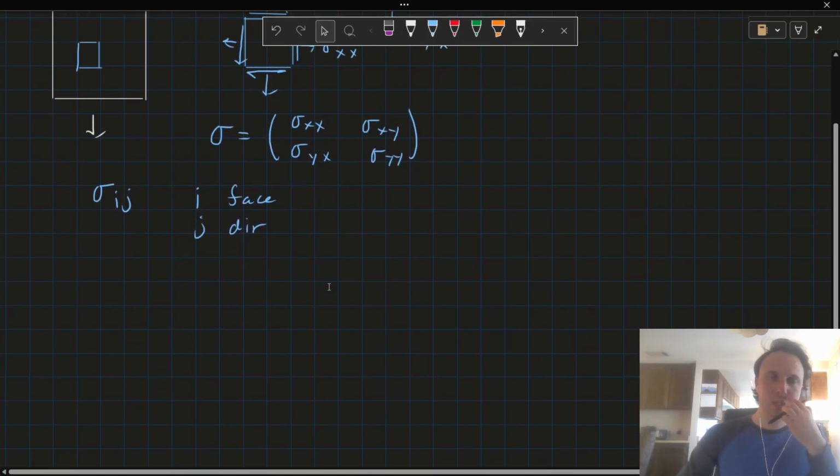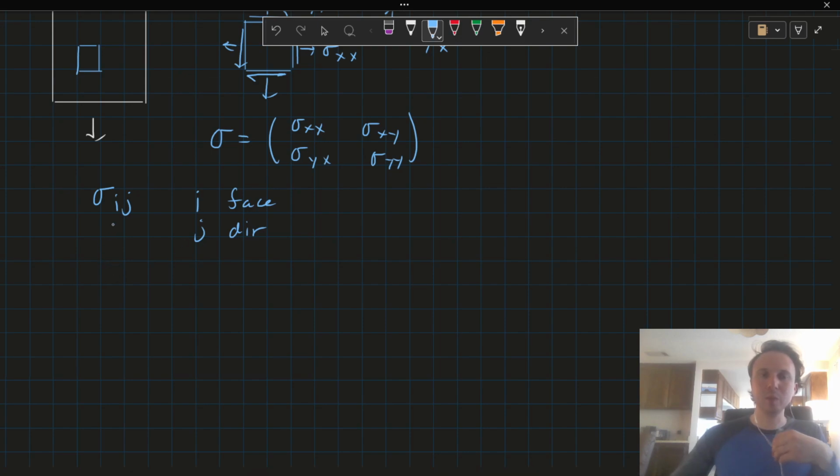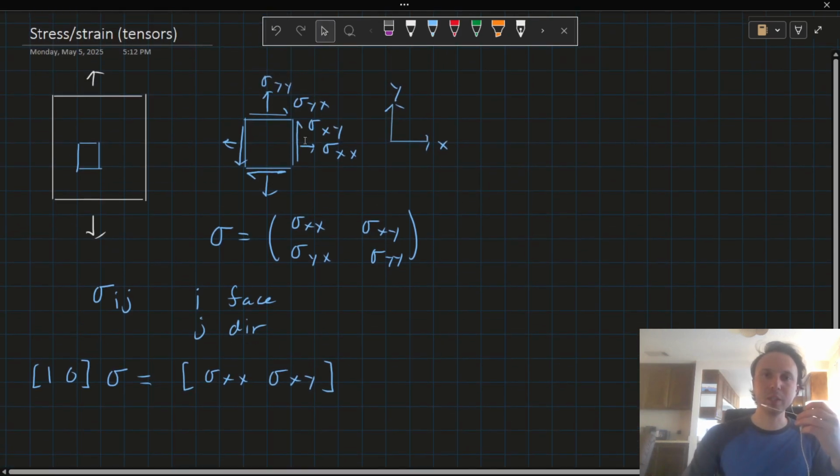And so for example, if we had our tensor sigma and we wanted to pull out the forces on the x face, what we could do is we could multiply it from the left by a vector 1, 0. So when we do that, multiply this by our tensor over here, we get a vector sigma xx and sigma xy. And so both of these are the two forces on the x face. So if you look up here, it's the sigma xx on the x face and the sigma xy, the shear stress on the x face.